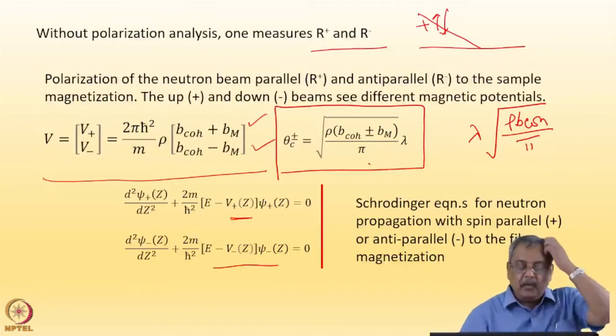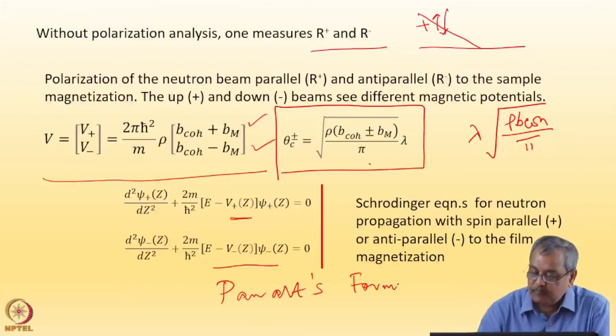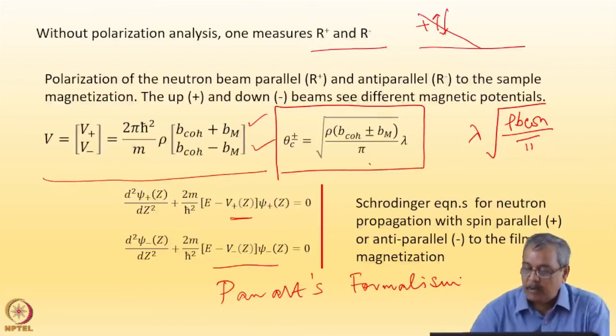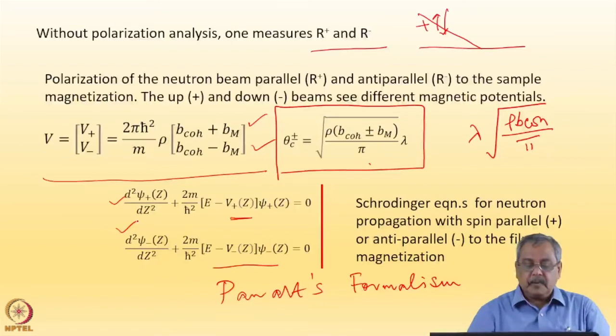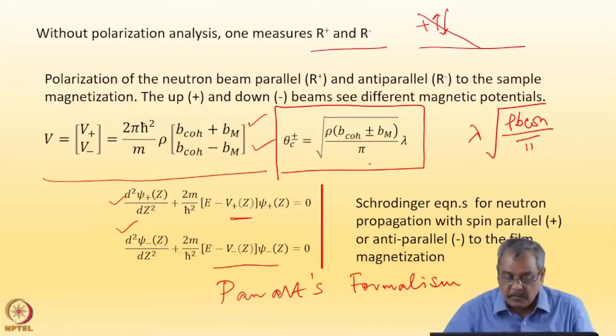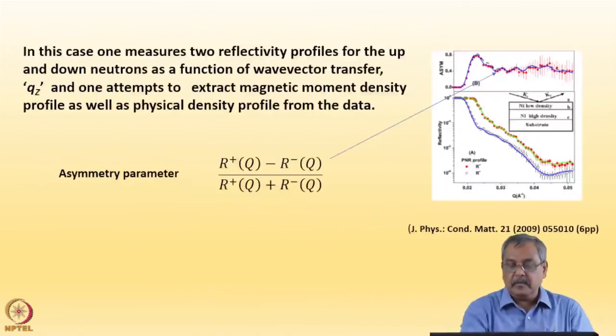So again, now also I use Parratt's formalism, as I wrote earlier, to calculate the model reflectivity pattern for up and down neutrons, and then do the fitting. In our case, we use a genetic algorithm, but there are other fitting techniques which are used, and we get the solution in the form of reflectivity as a function of angle for the two polarizations.